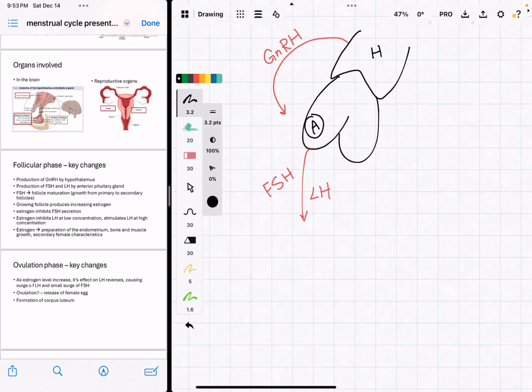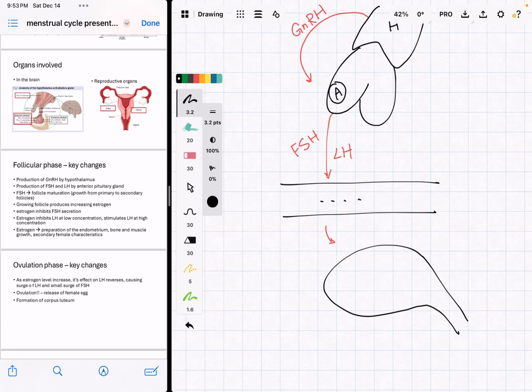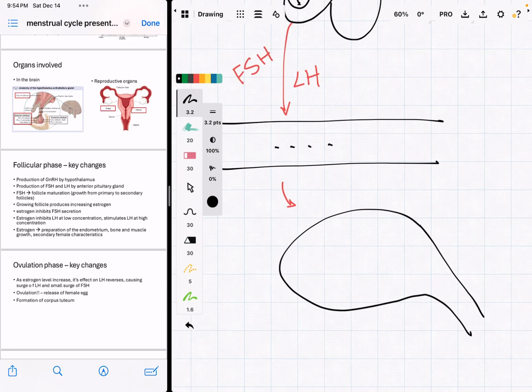So these two hormones are going to be secreted into the bloodstream. They're going to travel down the bloodstream and then target the ovaries. So, as we've talked about, the ovaries are mainly involved in the production of a mature egg. So it's going to contain a lot of follicles, primarily primordial follicles and primary follicles.